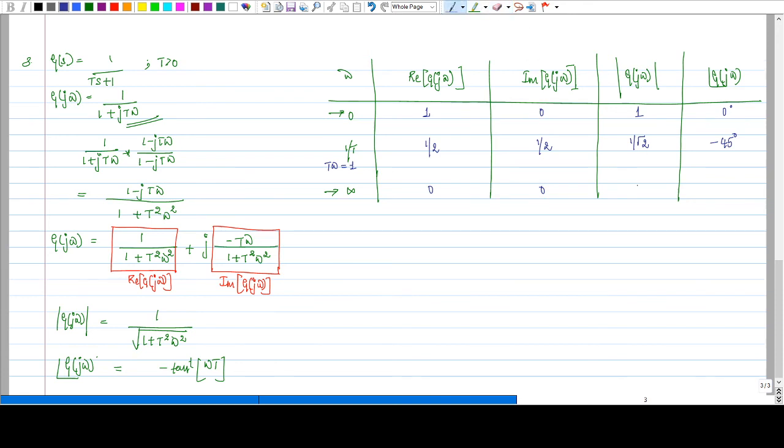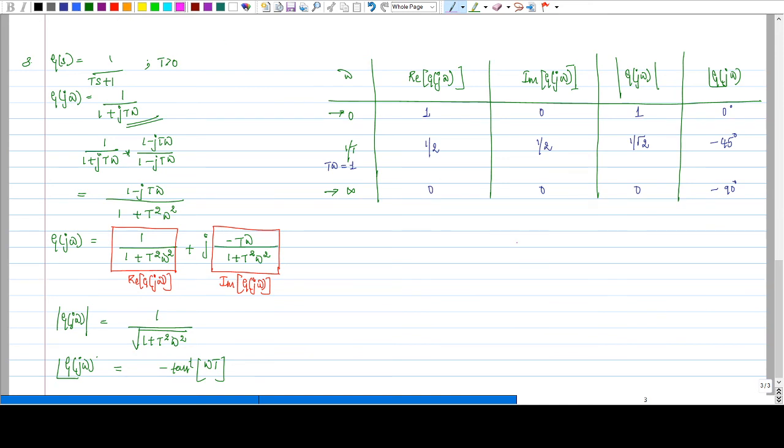Now coming to the magnitude of this. Magnitude is again root of 1 divided by 1 plus t square omega square. So again it is 0. Both terms are 0, so obviously this will be 0. Coming to the angle, minus tan inverse infinity. Tan inverse infinity is 90 degree, so minus tan inverse infinity is minus 90 degree. So this is the tabulated column.